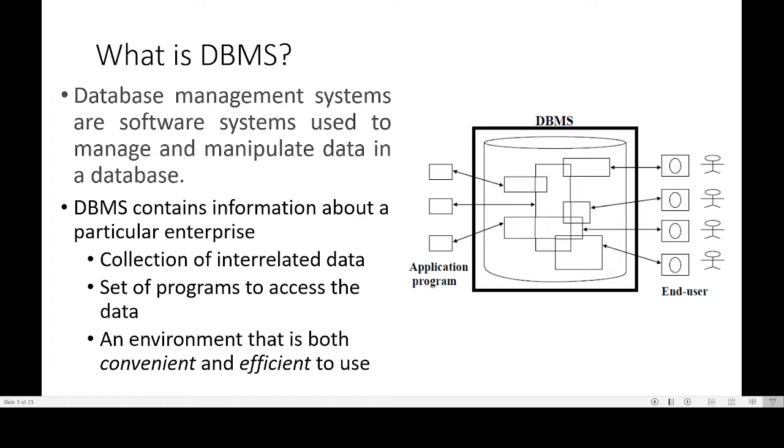So in a database you will be having a collection of interrelated data, then a set of programs to access the data, and an environment that is both convenient and efficient to use. So this is the database. So we'll be having some application program, then here this is the end user. So here the end user part is an environment that is both efficient and convenient to use. Then here the application program is to access the data. So here we'll be having the data.